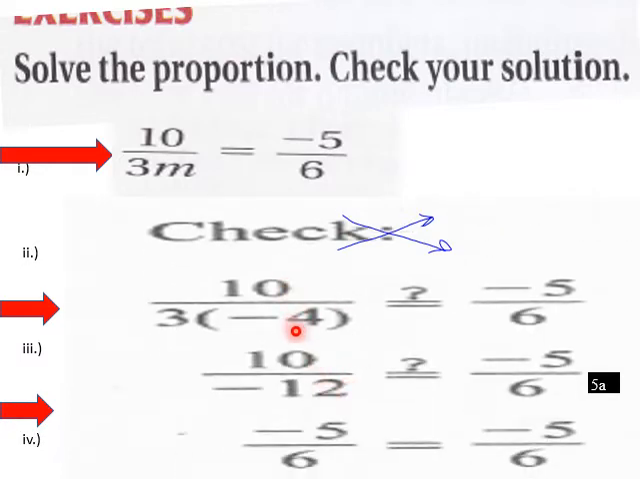And our check, we plug in our negative 4 now for m: 10 over 3 times negative 4. Does that equal negative 5 over 6? We have 10 over negative 12. Does that equal negative 5 over 6? And it sure enough does. You factor this back by 2. Negative 5 over 6 does equal negative 5 over 6.